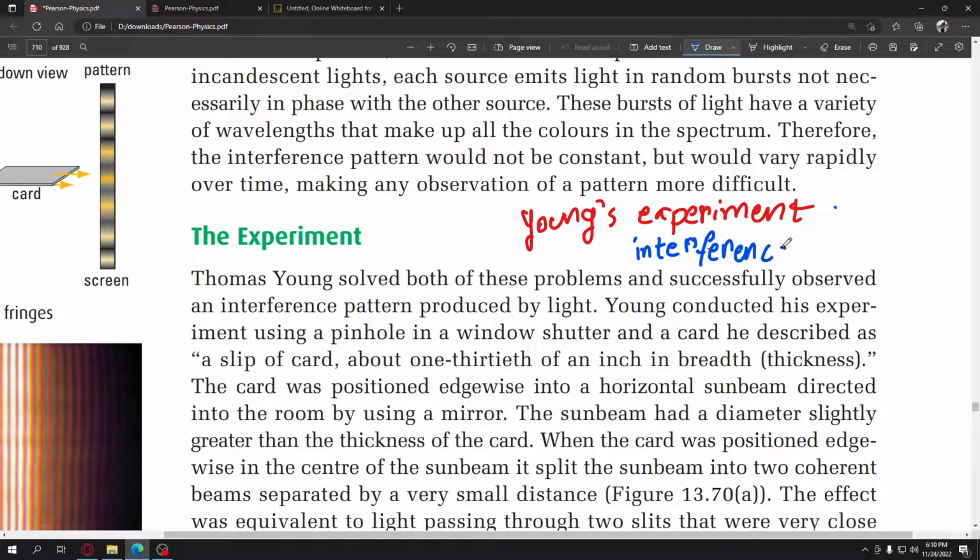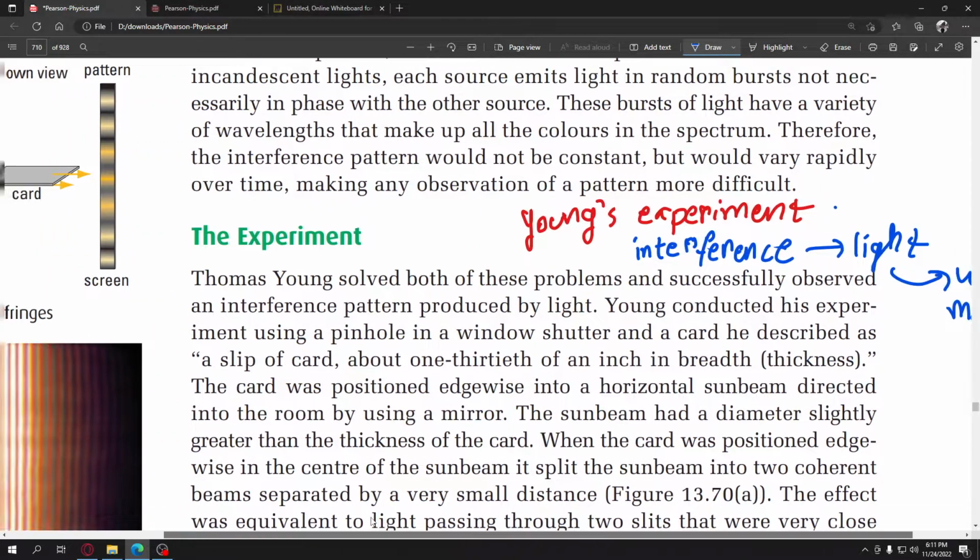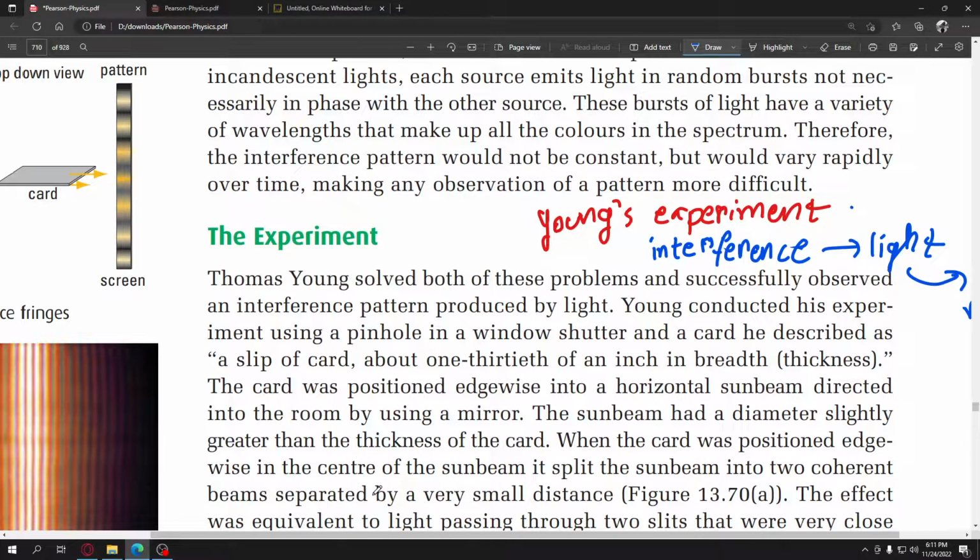So if we want to see interference patterns with light, we already know that there are two models that closely compete in describing light. If you can see interference patterns, we can find more evidence for the wave model, which is important because we're still trying to understand what light is. Young's experiment is often called Young's double slit experiment.